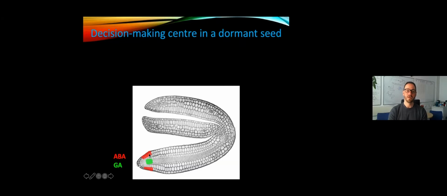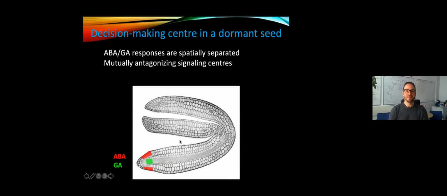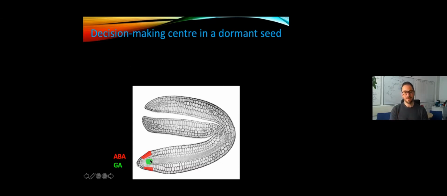So you have these cells on the root cap and epidermis responding to ABA, and the cells in the vasculature responding to GA. So what this is telling us is that ABA and GA responses are spatially separated in mutually antagonizing signaling centers. What this means is that you have cells which are inhibiting germination and separate cells which are promoting germination. So this model of the ABA-GA antagonism at the molecular scale is actually incomplete, in the sense that that antagonism is not occurring within the same cell type.